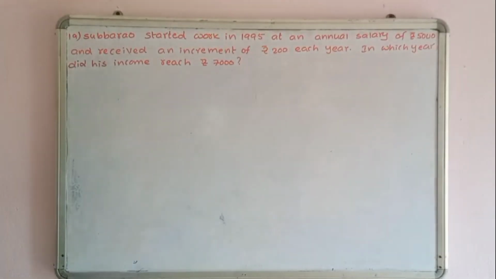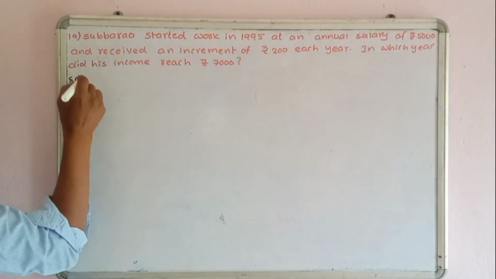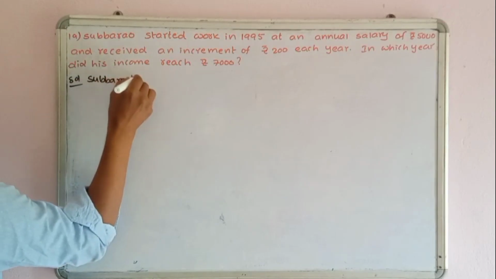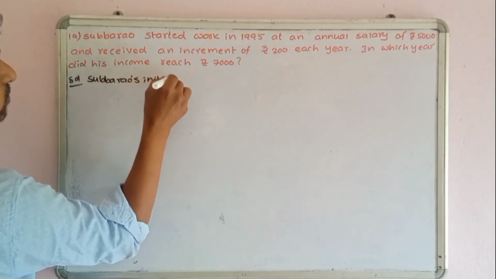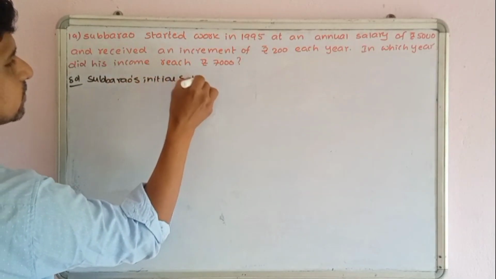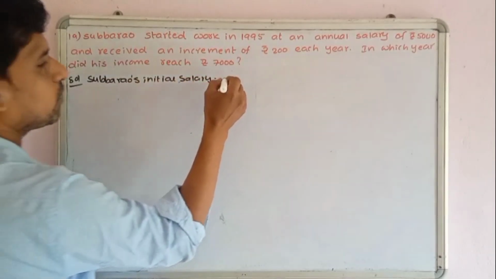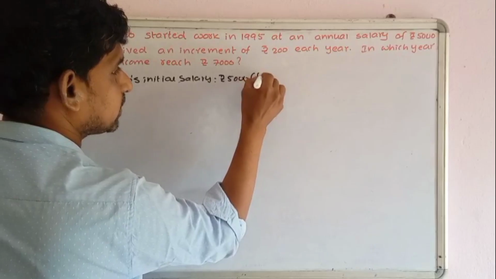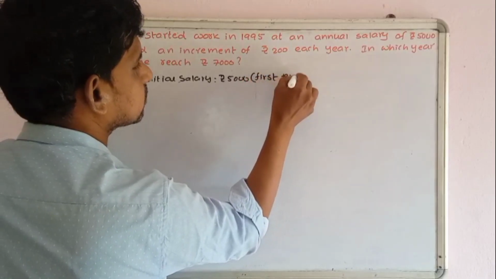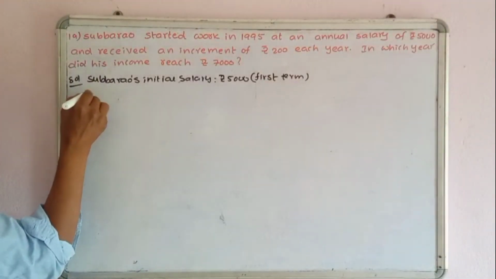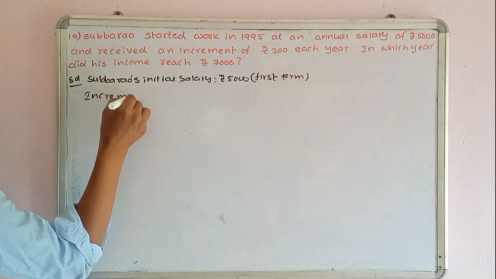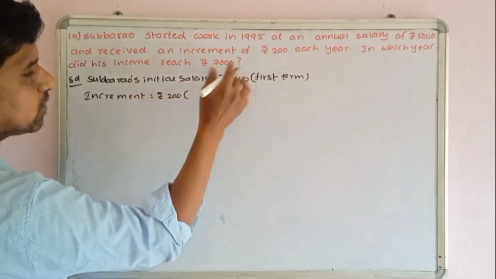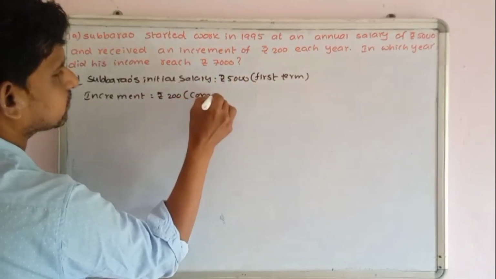Okay, see the question, see the problem solution. Subbarao's initial salary. How much? 5,000 rupees. That is the first term. Okay. Increment. Every year increment 200 rupees. Increment equals to rupees 200. That is what? Common difference.